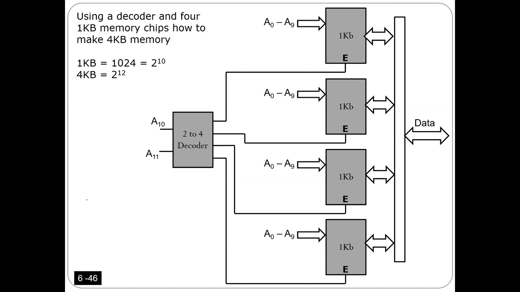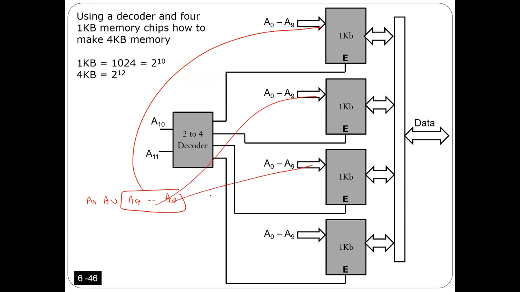So in total, we have here A11, we have A10, we have A9, and then all the way until A0. This is the address we have, because this is 4 kilobytes, so I need 12 bits. The 12 bits should be from 0 until 11. This is all the addresses I have. Look, very simple. Look at the idea. I'm going to take the first 10 address bits and connect them to all of the chips here. All of them get the same 10 bits.